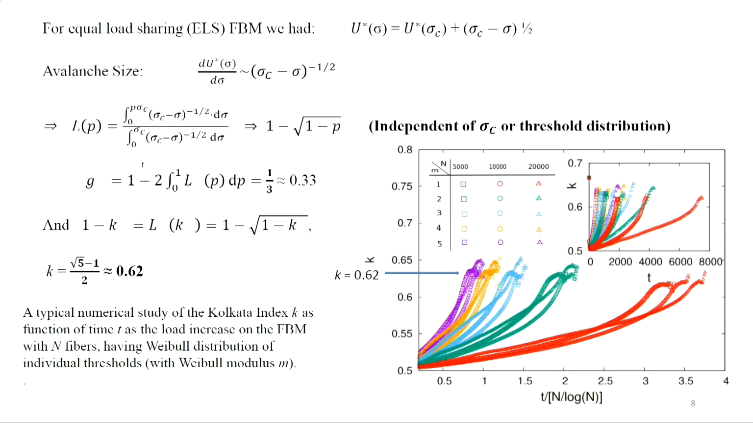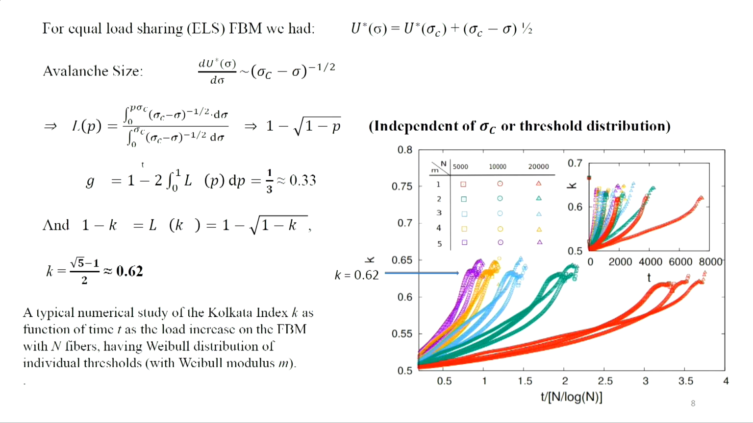and you increase the load with time, and after failure, this is the Kolkata index versus time. You can see that after some time it comes to a little bit above 0.6, but for different system sizes they are in different places. So if time is scaled by the system size properly, then they collapse. So essentially it is around 0.6 for the system sizes.